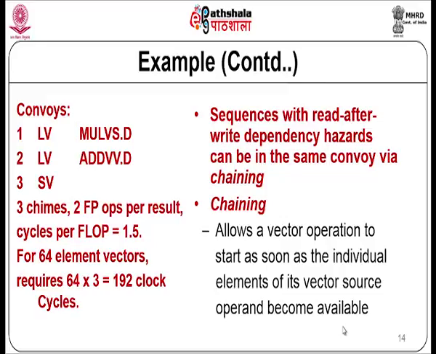So, load and add can be grouped under one convoy, and the store will have to happen separately. There are 3 convoys, so you have 3 chimes, and there are 2 floating point operations per result, which means the cycles per floating point operation is 1.5, because you take 3 chimes. If you look at 64 element vectors, it requires 64 into 3, that is 192 clock cycles.